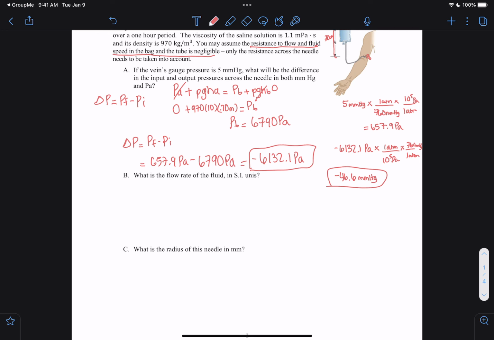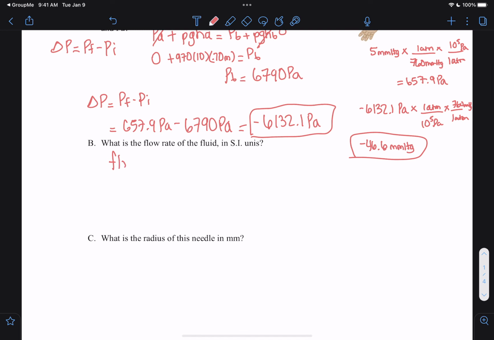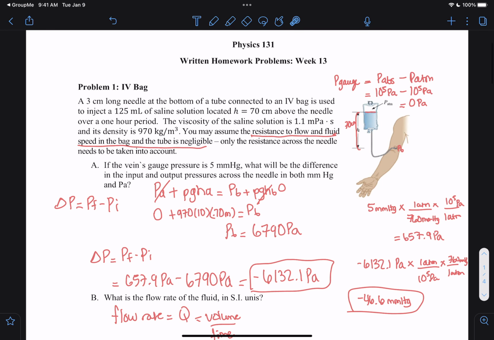So that brings us to part B. What is the flow rate of the fluid in SI units? So flow rate, we remember that's our Q. It's a measure of volume over time. So they told us that you're injecting 125 milliliters of saline solution.